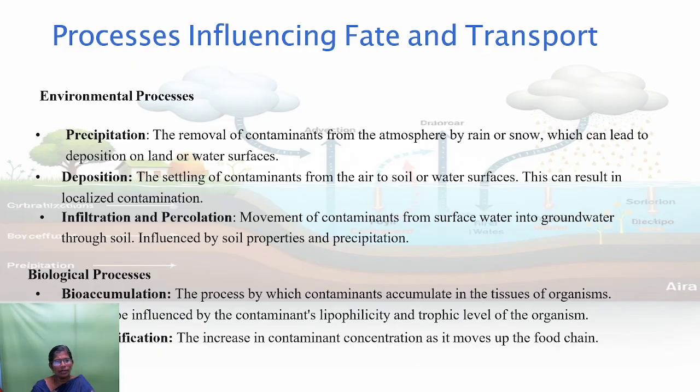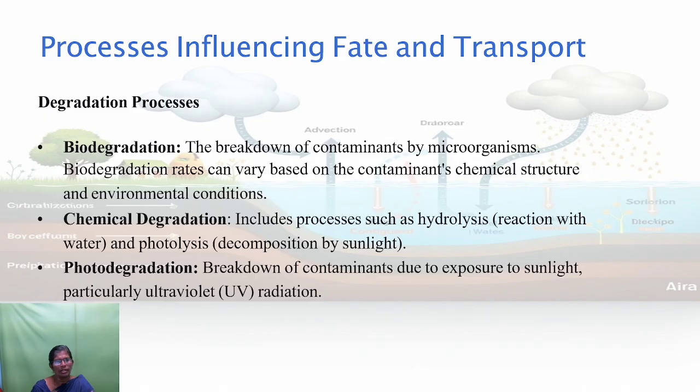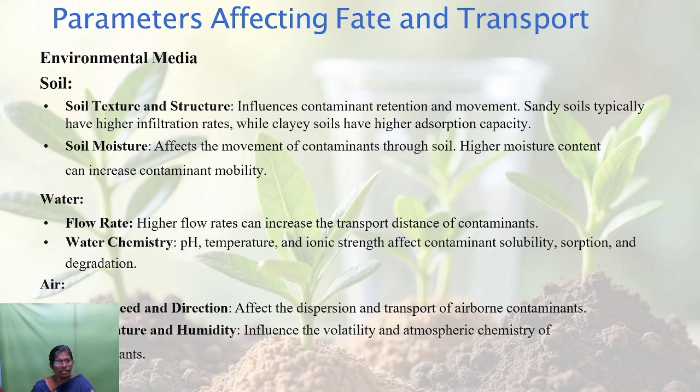Then biological processes include bioaccumulation and biomagnification. Then degradation processes: there are some degradation processes. Biodegradation is carried out by microorganisms. Chemical degradation is carried out by chemical reaction or photolysis, that is decomposition by sunlight. Then photodegradation is the degradation through exposure to sunlight, particularly ultraviolet radiation.